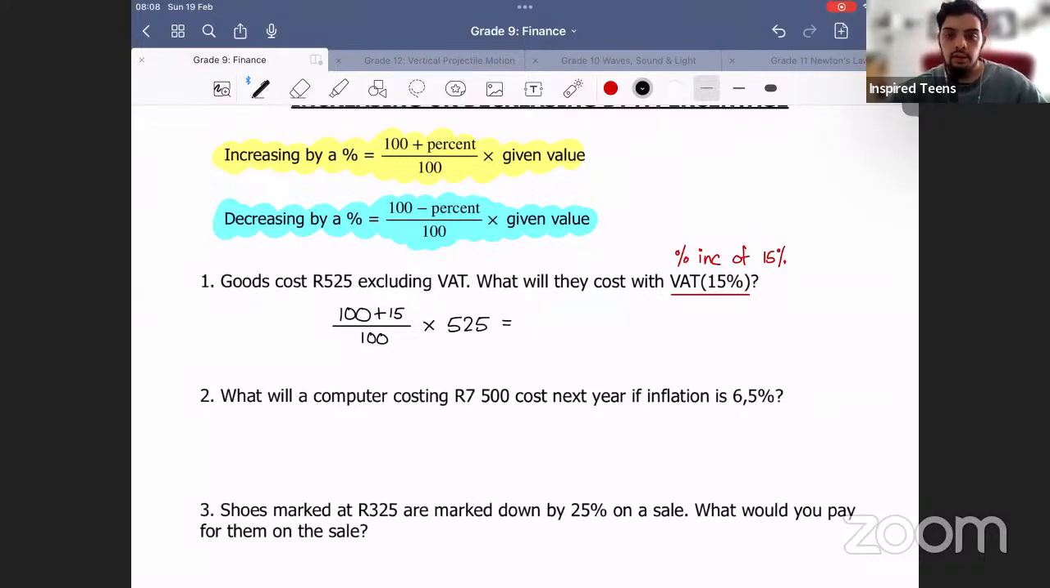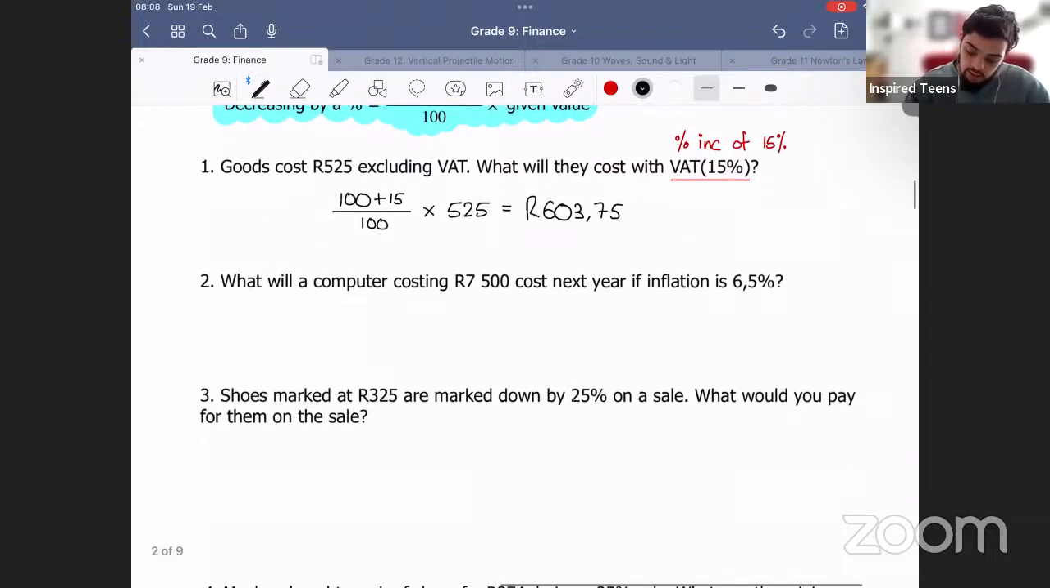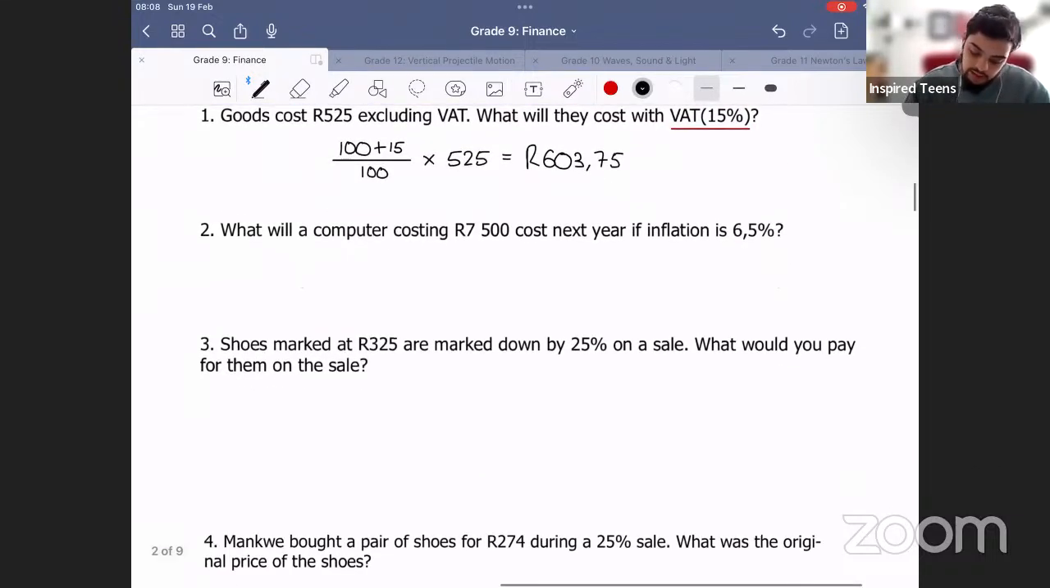Okay, perfect. So, all right, 100 plus 15, divided by 100, times 525. When you do that calculation, you get an answer of approximately 603 Rand 75. Thank you guys for that. Okay, this is another percentage increase, inflation.